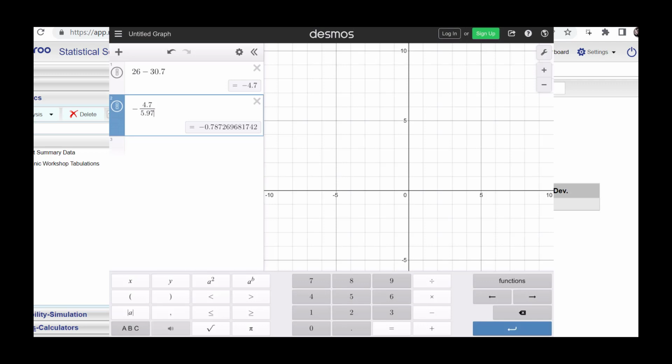The other way to do it, I'm going to open up another rectangle here, number 3, is you can use parentheses. Put parentheses around the 26 minus 30.7, and what that does is it says do that first. Do the 26 minus 30.7 first, and then divide it by 5.97, and you can see you get the same thing, negative 0.787.